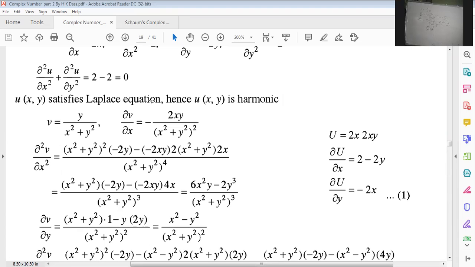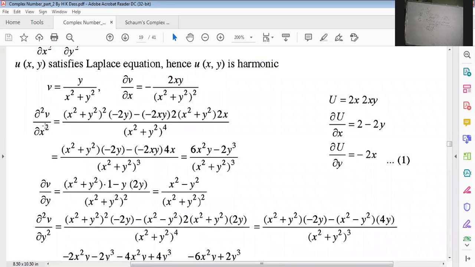So the double differentiation, the partial differentiation of ∂v/∂x with respect to x, will be ∂²v/∂x². What will it be? It is u divided by v, so (v times the partial derivative of u, minus u times the partial derivative of v) divided by v squared. So we finally get ∂²v/∂x² equals (6x²y minus 2y³) divided by (x² plus y²) whole cube, because after taking x² plus y² common, one factor cancels, so this will be cube only.